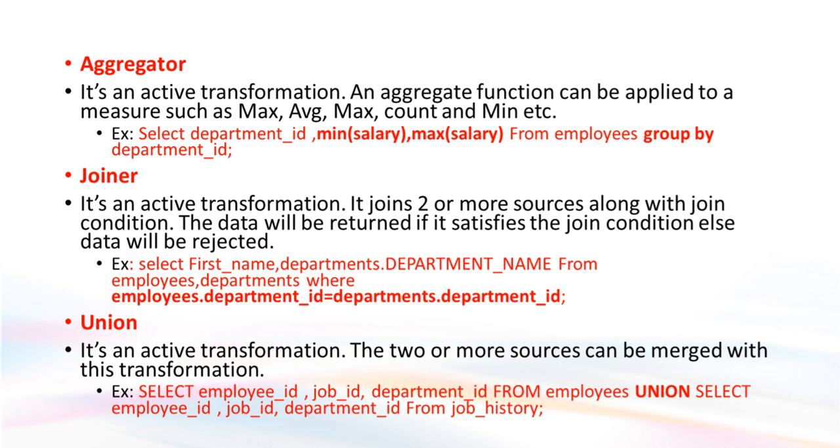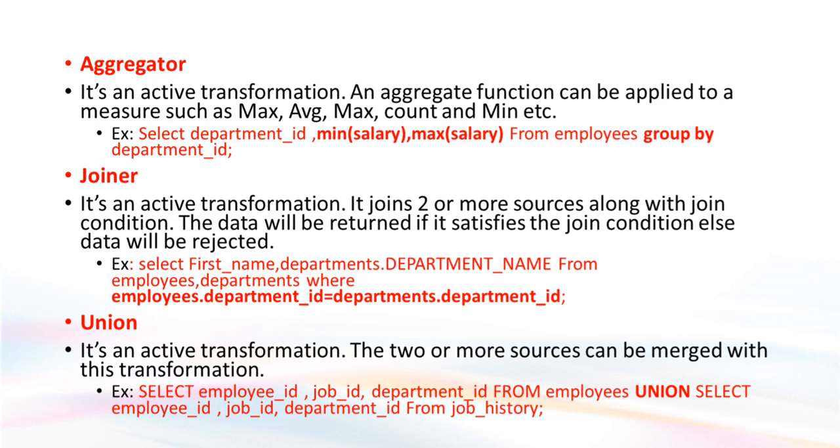Union, union all, intersect, minus, these are all set operators, right? So these operators can be used only if the columns from the multiple tables have the same data type. Then only can we go for unions or set operators. But a join can be used even if you have different data types in the multiple tables. So union means the transformation name itself is a union transformation, because we need to apply some union here. So here this is an example. Two or more sources can be merged with this transformation.